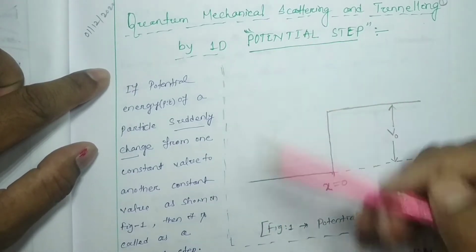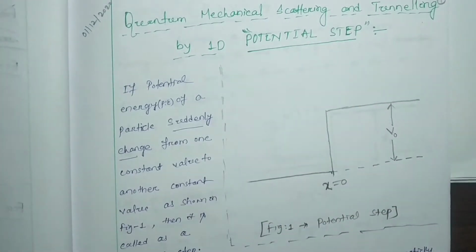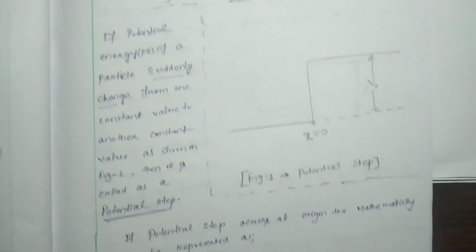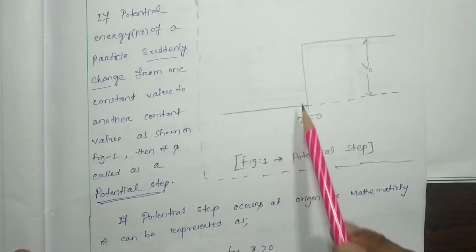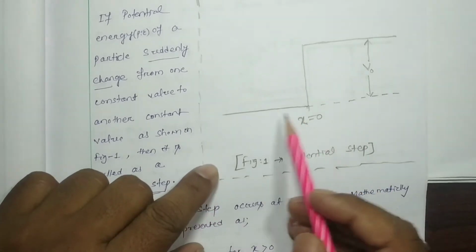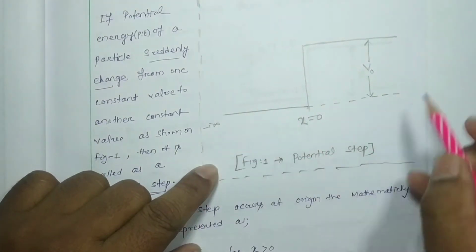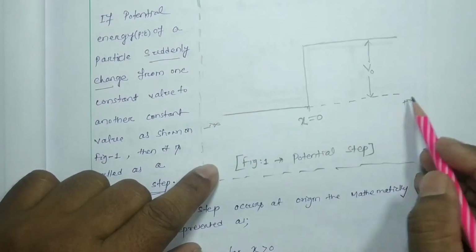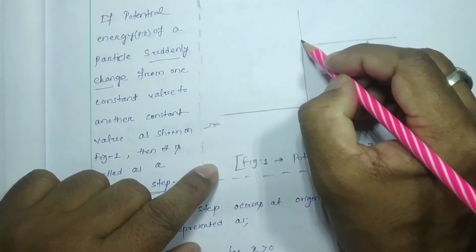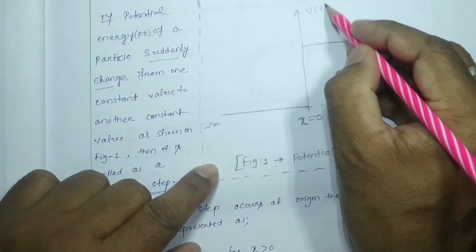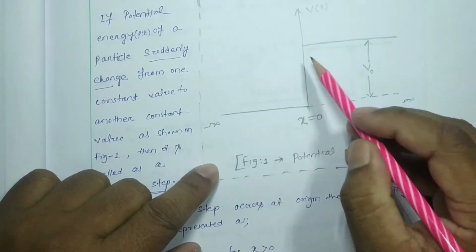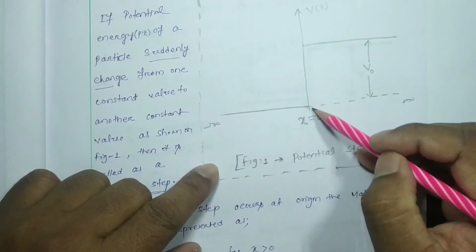Before we start, first we have to go through what we mean by a potential step. So Figure 1 represents a one-dimensional potential step. That means this is from minus infinity to plus infinity along the x-axis, and here this is V(x) at x equal to 0. So at x equal to 0, what happens? The potential suddenly increases.